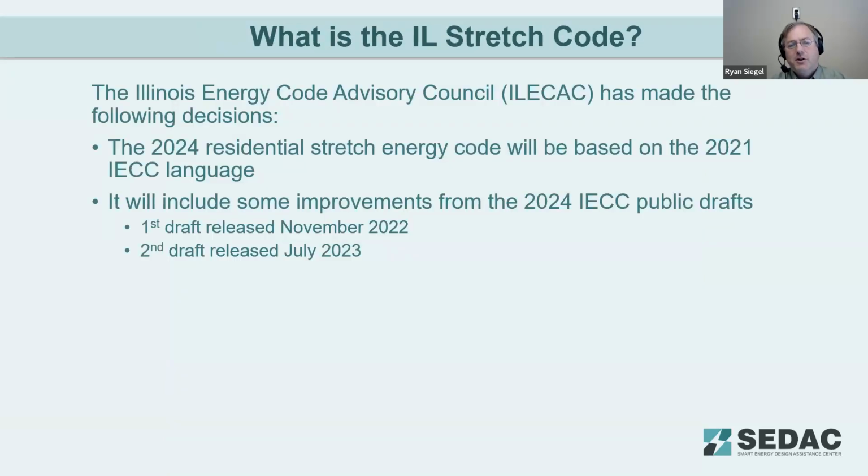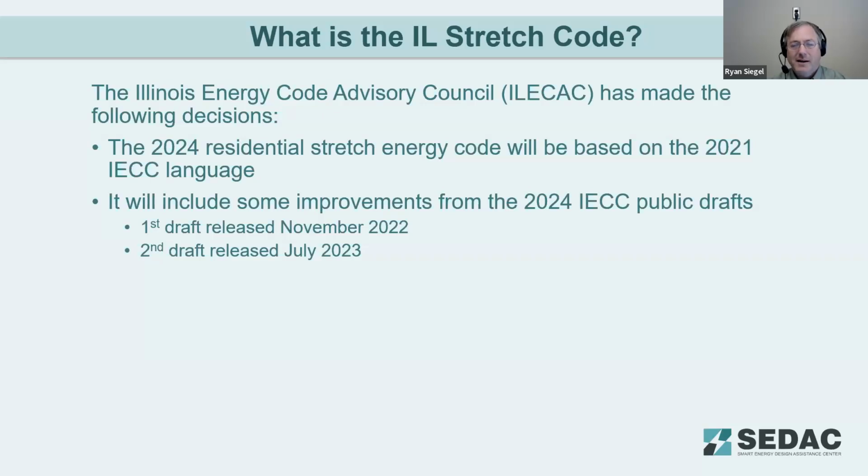As noted earlier, the residential stretch code is going to be based predominantly on the 2021 IECC language. So that's something that you might see as you're going through. Any references are starting from the 2021 IECC, and then there will be an amendment document noting the improvements to the 2021 that will constitute an Illinois stretch code.